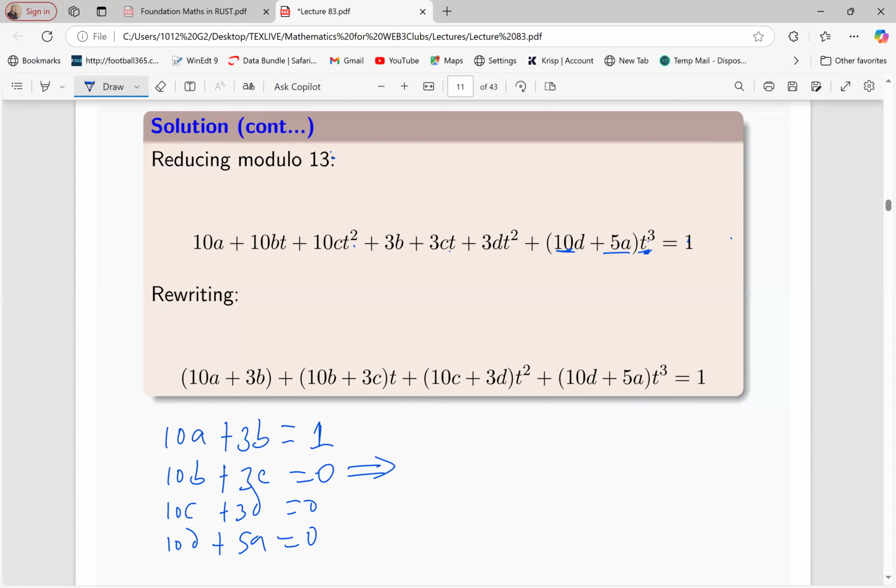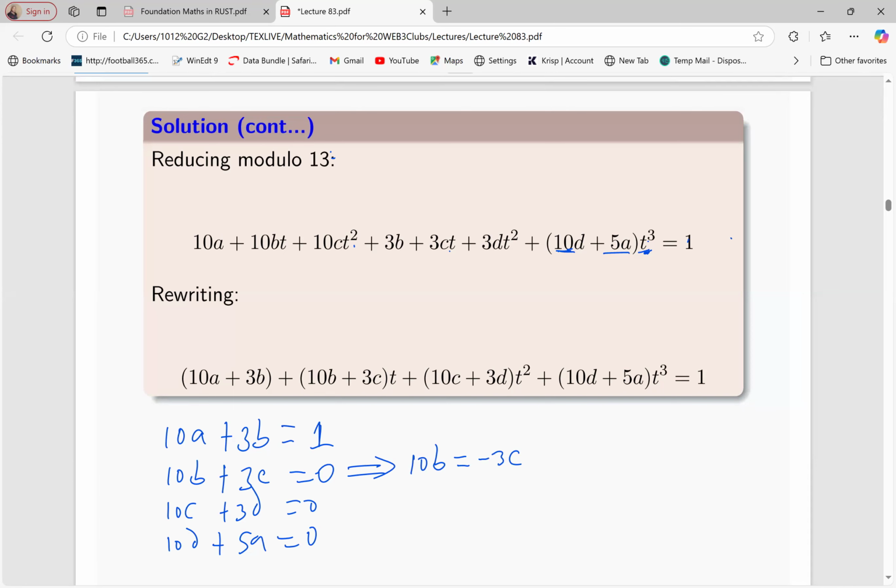This one means 10b is negative 3c. That's what it means. It's the same as, and remember this, negative 3 mod 13 is just 10. So this means 10b is 10c, which means that b is equal to c.